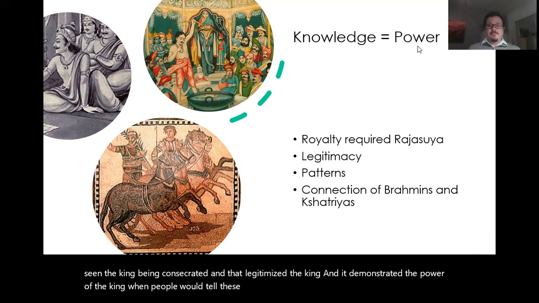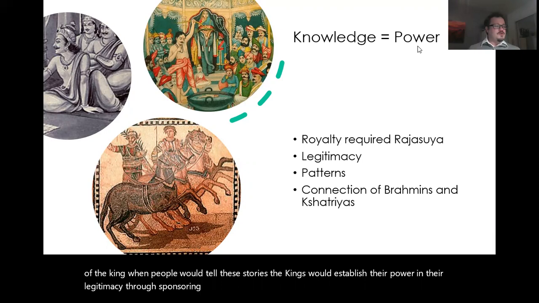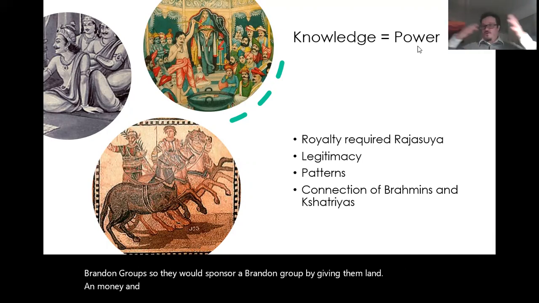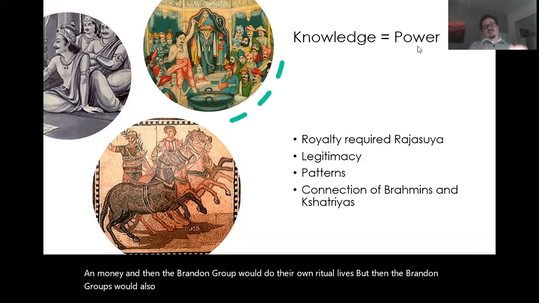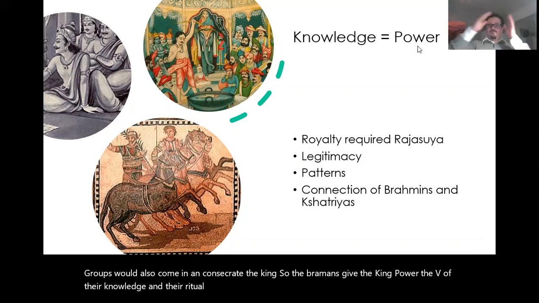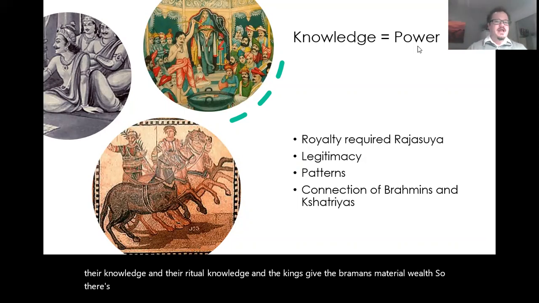The kings would establish their power and their legitimacy through sponsoring rituals, but also they would grant lands and material donations to Brahmin groups. So they would sponsor a Brahmin group by giving them land and money, and then the Brahmin group would do their own ritual lives, but then the Brahmin groups would also come in and consecrate the king. So the Brahmins give the king power via their knowledge and their ritual knowledge, and the kings give the Brahmins material wealth. So there's this relationship between power and knowledge.